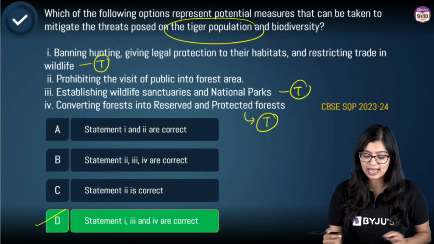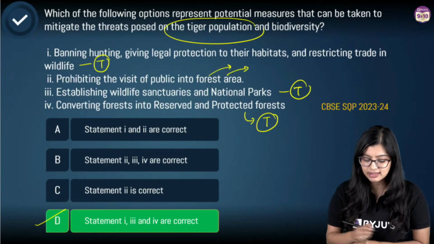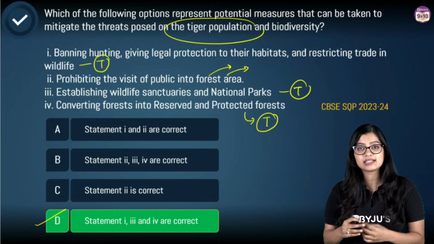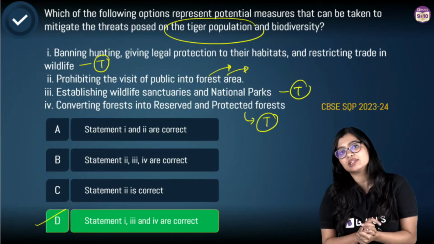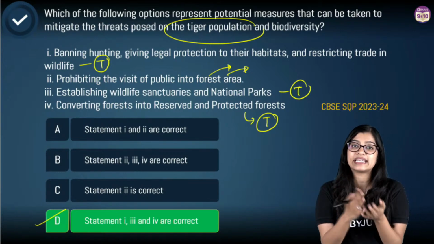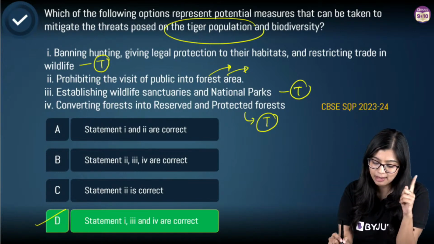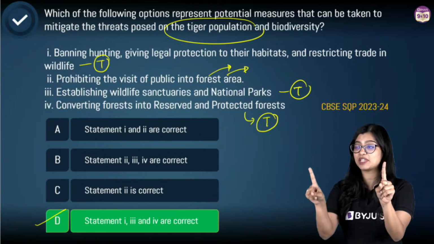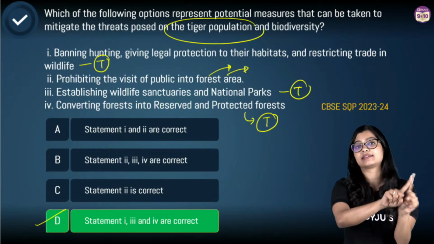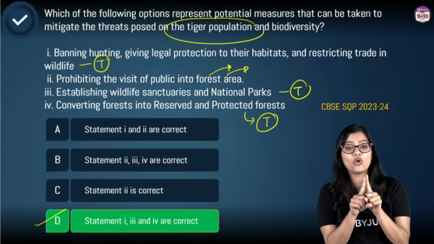Ashwini, for the same reason, I can prohibit the visit of public. This is like tourism, right? Do you think that by stopping the public from entering, that is enough? That is not helping me mitigate the threats. So you need to think about what steps I can take to tackle the threats and make sure that those threats are no longer there.